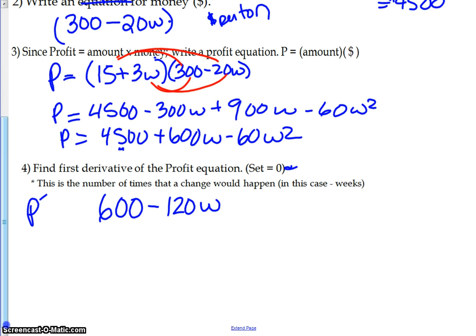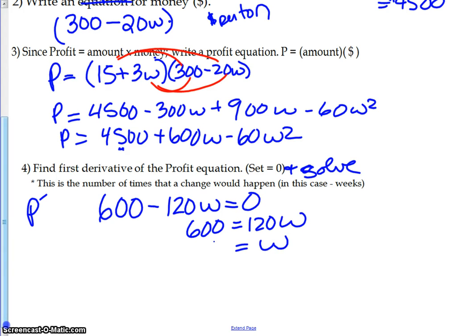We're going to set it equal, and solve. I forgot to put "and solve" in there. We're going to set this equal to 0, and we're going to solve it for W. Adding 120W to both sides, 600 equals 120W. Dividing both sides by 120, I got that W is 5.